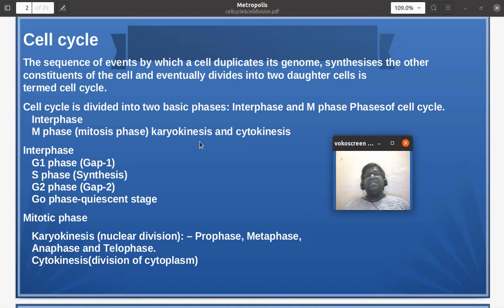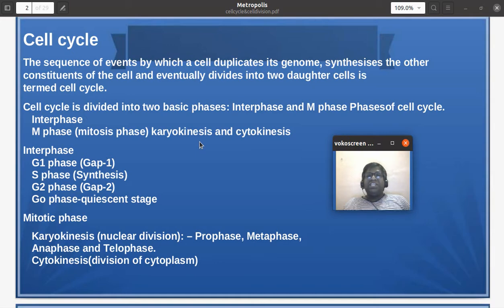See the cell cycle, the definition of it. It is the sequence of events in which a cell duplicates its genome and synthesizes the other constituents of the cell to finally divide into two daughter cells. It is termed as cell cycle. So cell cycle is a sequence of events in which there is a duplication of genome, synthesis of other constituents of the cell, and finally it divides into two daughter cells. This entire sequence of events is termed as cell cycle. So that is what the cell cycle is.